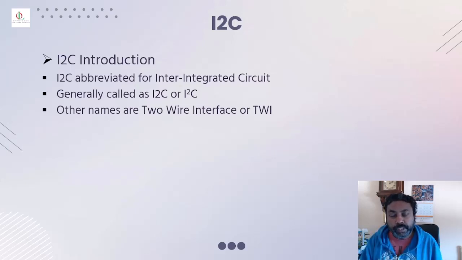Where is I2C used? I2C can be used to interface with different sensors, and it can also be interfaced with memories. That's where I2C is mainly used. I2C is also used as a communication protocol between one microcontroller and another microcontroller. And in various other areas of communication, I2C comes in real handy.